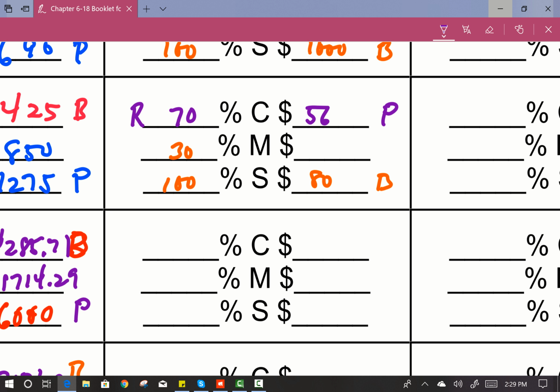And then the difference between 56 and 80 is 24. So 56 plus 24 is equal to 80. So this particular problem is I have a $24 markup on a cost of 56 that's based upon a 30% markup on selling price. Okay, let's go ahead and take a look at number 9.